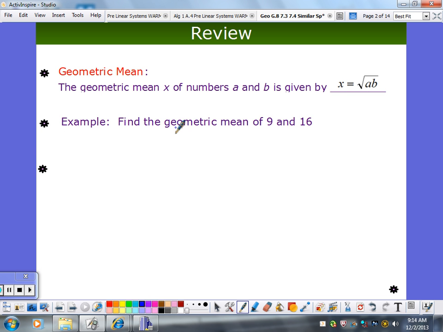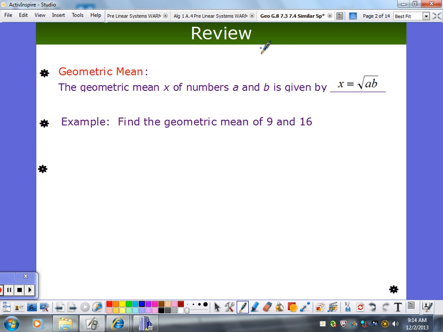Oh yeah, find the geometric mean of 9 and 16. How do I do that? You know what an arithmetic mean is? Where you add numbers and you divide by the number of numbers. This is analogous to that. Now you're multiplying and taking the nth root.